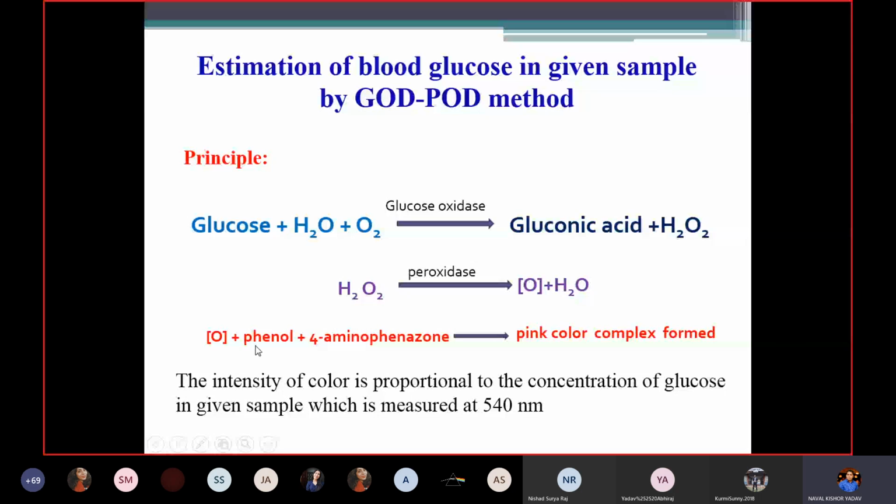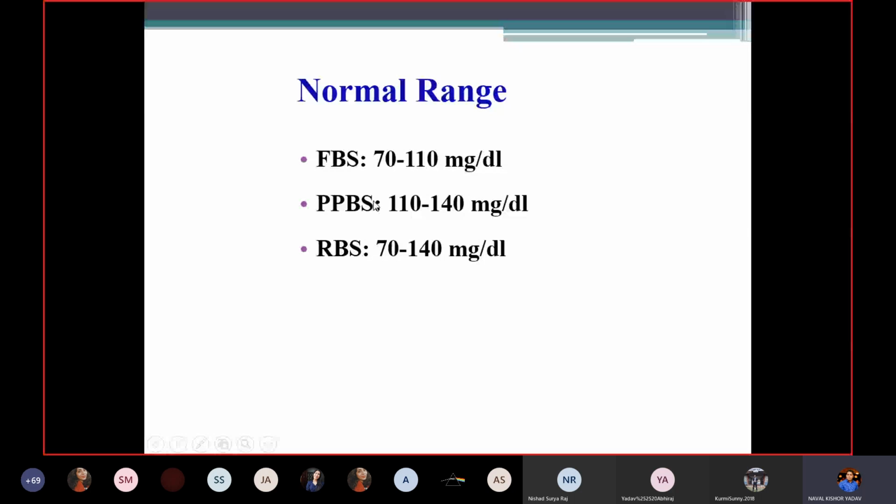So oxygen plus phenol plus 4-aminophenazone forms the pink color complex. After writing this, you also have to mention that the intensity of color is measured at 540 nanometer. That is the core principle that you have to mention. Then for the normal range, you have to mention all these 3: fasting, postprandial, and random blood glucose. Fasting 70 to 110 mg/dL, postprandial up to 150 mg/dL, and RBS 70 to 140.